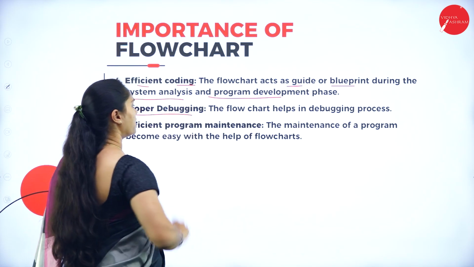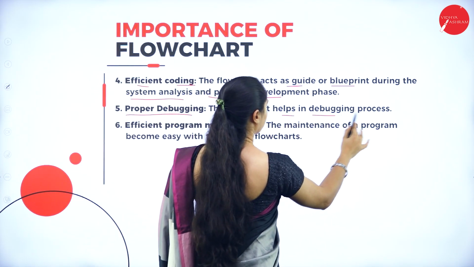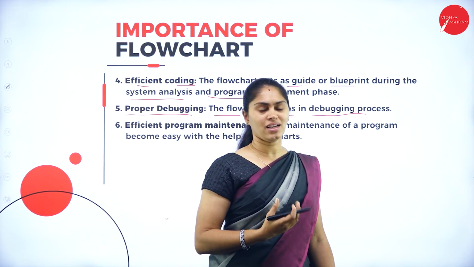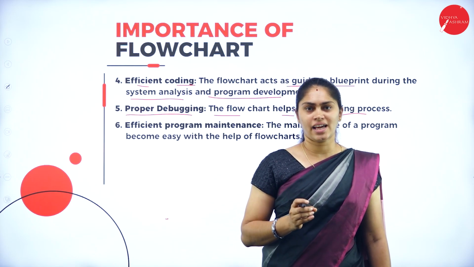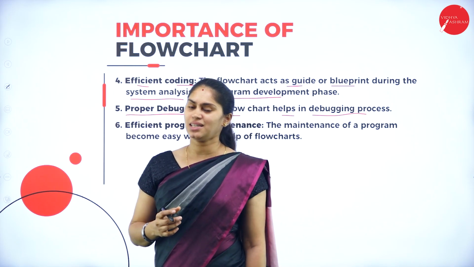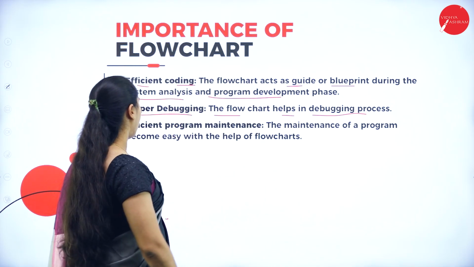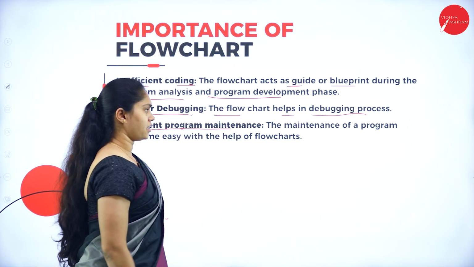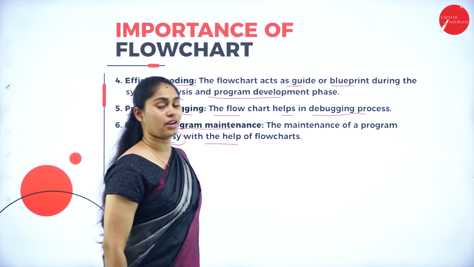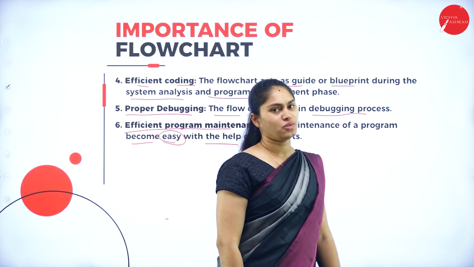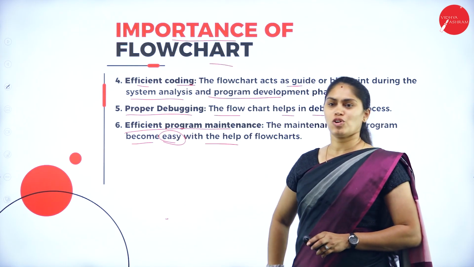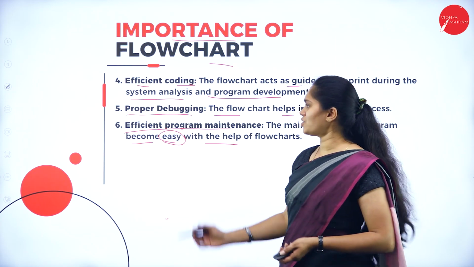And also proper debugging. This flowchart helps in the debugging process. Why? Because it specifies each step in a diagrammatic representation. Wherever we get an error, finding that error will be easy by making use of this flowchart. And also efficient program maintenance. The maintenance of a program becomes easy with the help of this flowchart. All these benefits we can get with the help of this flowchart. We can also call them the importance of a flowchart. I hope you all understood this.